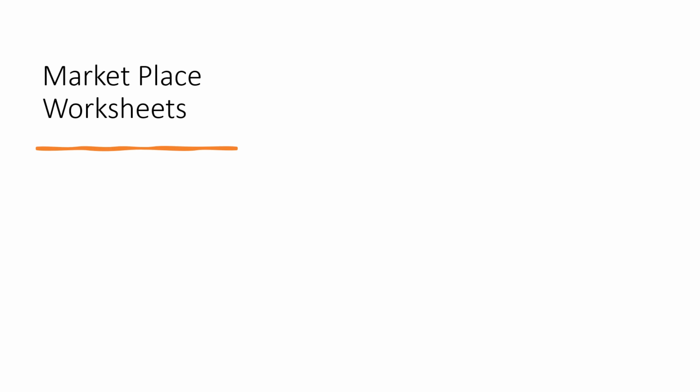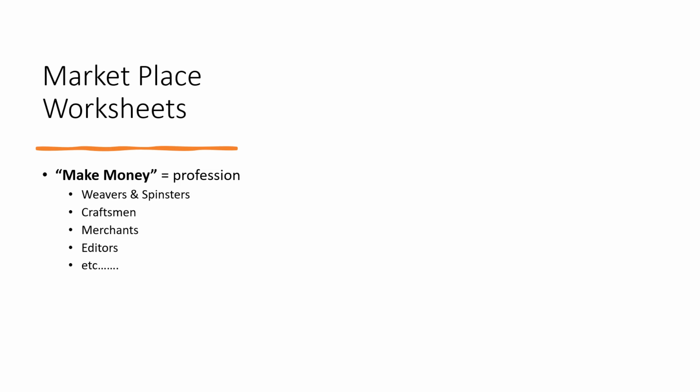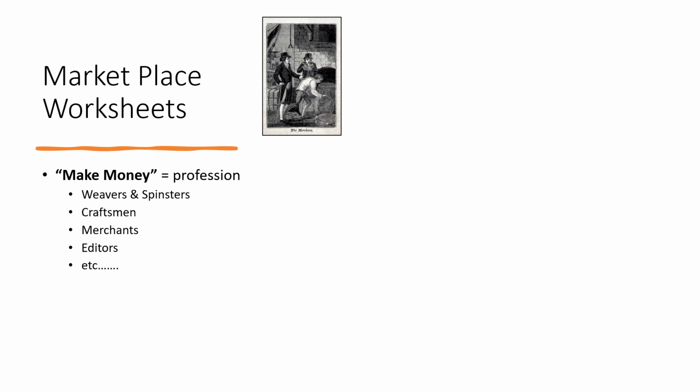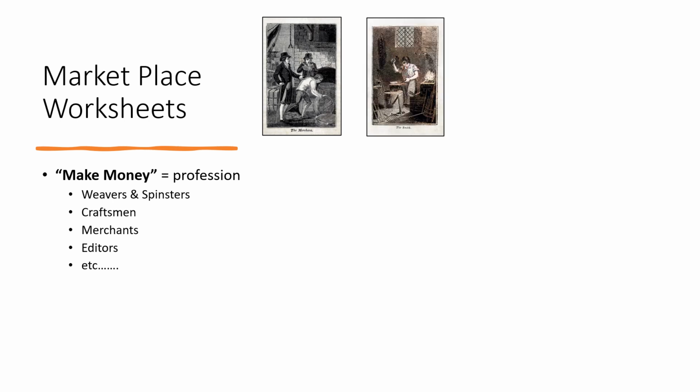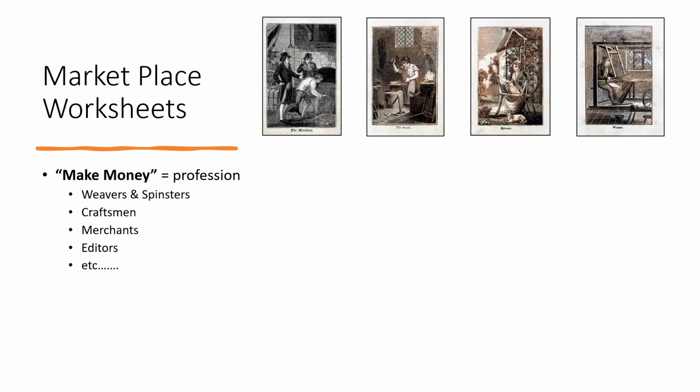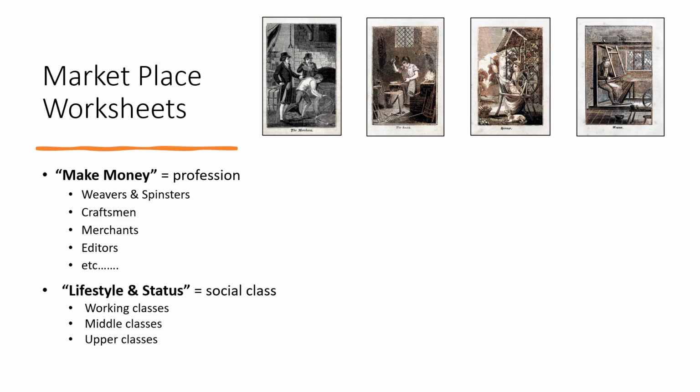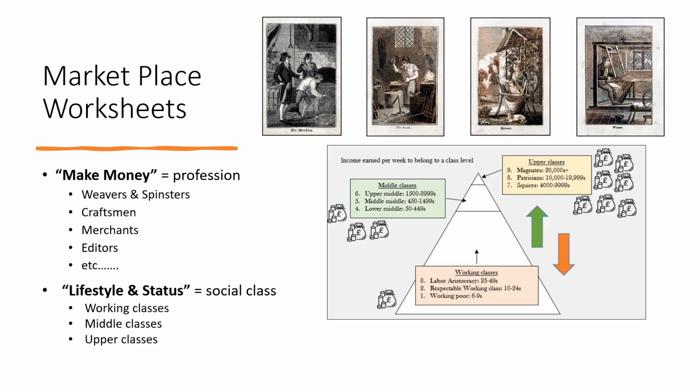Marketplace requires that student players keep track of their income and social status on two worksheets. One of them is a make money worksheet for the different professions in the games, like merchants, craftsmen, weavers and spinsters, editors, the cotton broker, and vicars. The other worksheets are the lifestyle and social class worksheets, and there are three of those for each social class: the working class, middle classes, and upper classes.